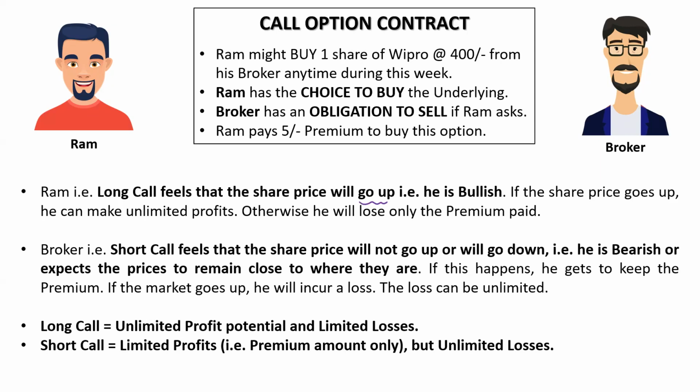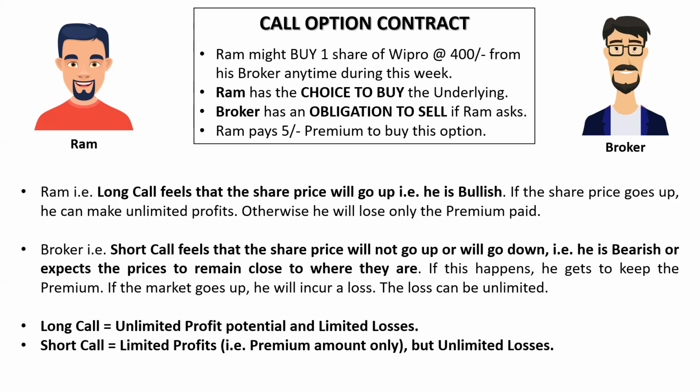So now we are trying to understand what the long call is thinking, what the short call is thinking. So the long call is bullish. He is expecting the prices to go up. If the share price goes up, he can make unlimited profits. If the share price comes down or if it does not change, he will lose only the premium paid. So his losses are limited.